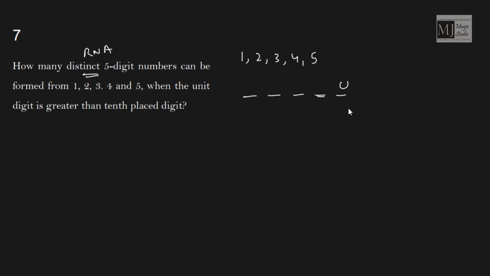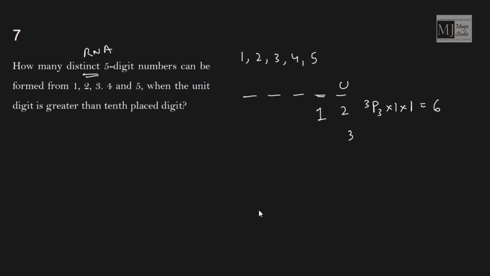I cannot have 1 in the unit digit, isn't it? Because the unit digit needs to be greater than the 10th place. I can have 2 in the unit digit. Then I should have 1 in the 10th place. Now the remaining 3 would be arranging themselves in 3P3 into 1 ways. 3P3 is 6. 6 into 1 is 6.